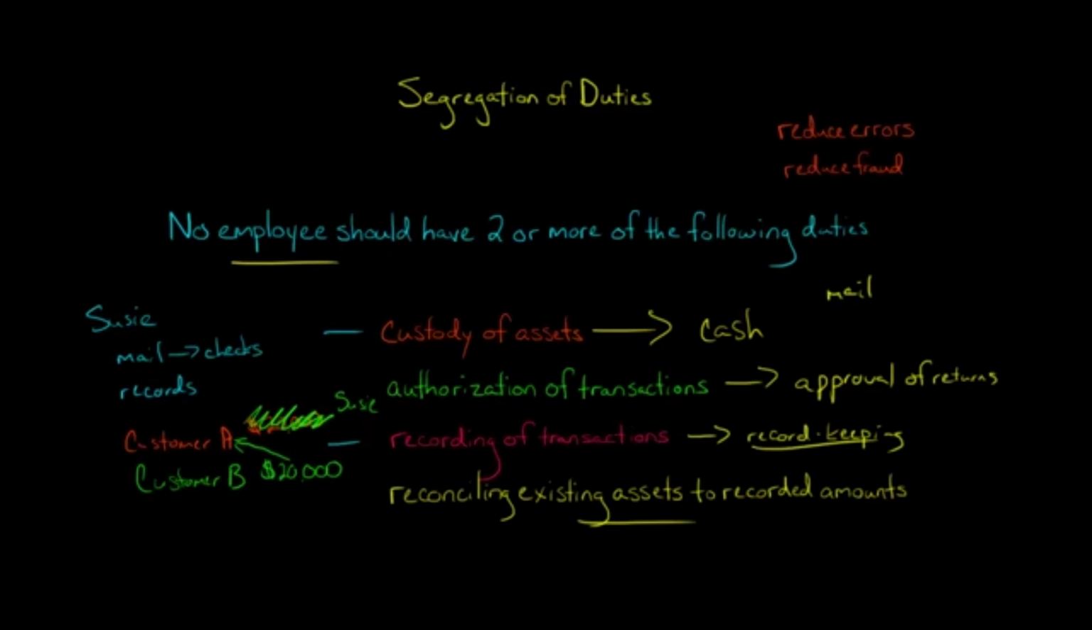So what's going to happen? Well, Susie is going to go to customer C. When customer C sends a check, Susie is going to apply that amount toward customer B, and so forth. So this is called lapping.